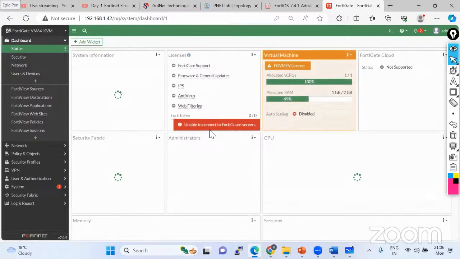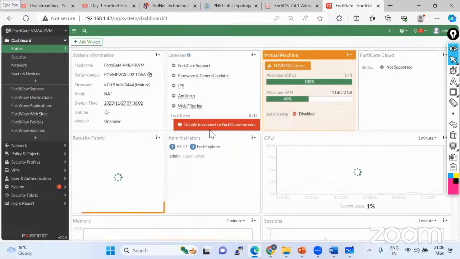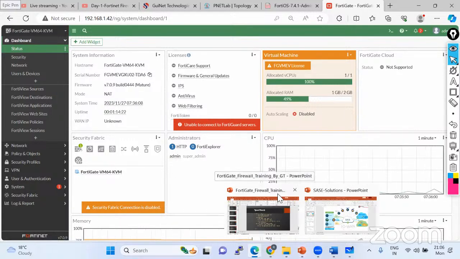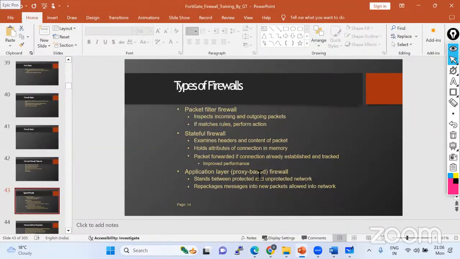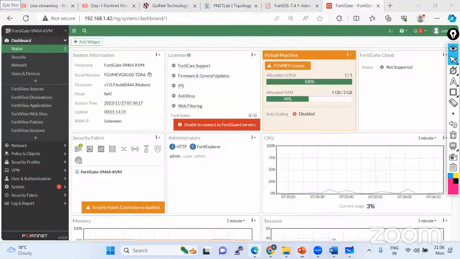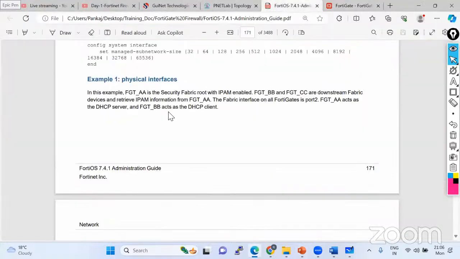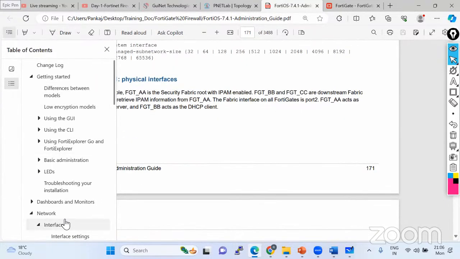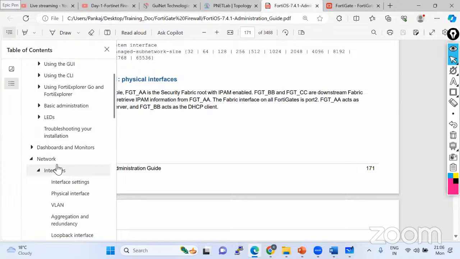But for the time being, I believe that's all. In the next class, most of the things are going to happen in the lab, because one more important topic we left is the packet flow of this FortiGate firewall. I'll explain how this packet flow happens step by step, and we'll refer to the official book as well.